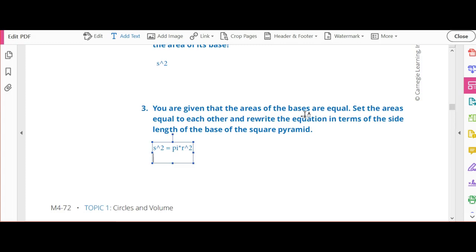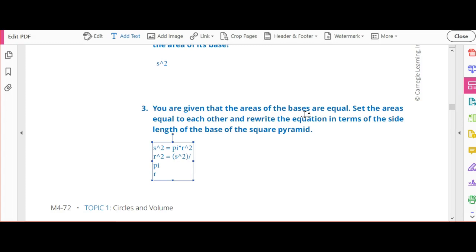And so now rewrite it. So I would take the square root of both sides, and I would say s is equal to, oh, wait a minute. They want us to rewrite it in terms of the side length of the base. So we're basically going to solve for r, I think is what we're doing here. So r squared is equal to pi, put this in parentheses, s squared over pi, because we divide both sides by pi, and then we take the square root of it.